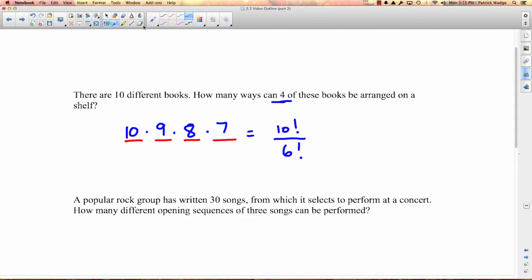Now, how did you get this 6? Where did this 6 come from? How could I just look at the question here and get the 6? Well, if you look, we have a 10 here and we have a 4 there. What would you do with those numbers? You'd subtract them.